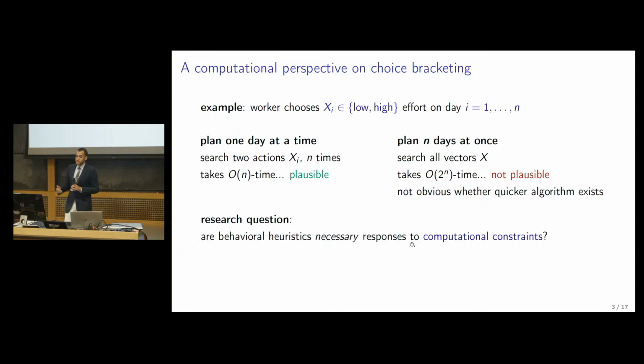So this little example is going to motivate the research question and the way that I approach that question. The question is whether behavioral heuristics, like planning one day at a time, are necessary responses to computational constraints. And my approach is going to be thinking about computational constraints as whether there exists a relatively quick algorithm that could have generated those choices.